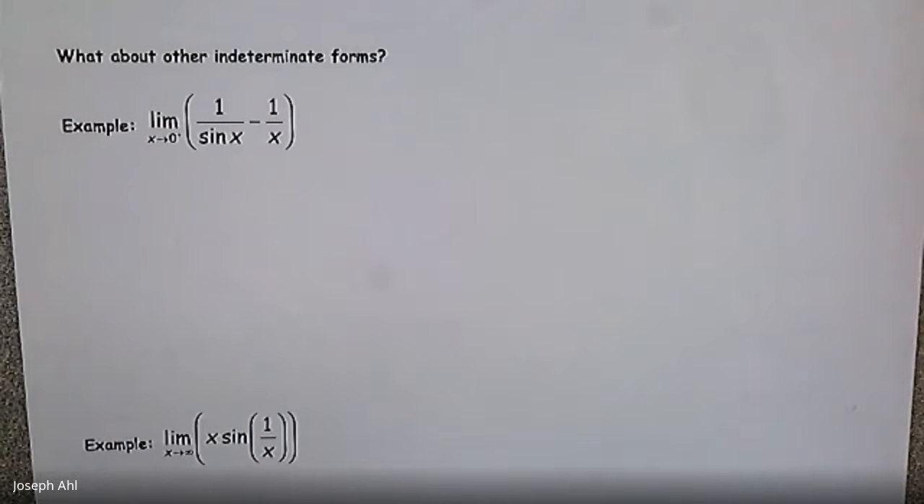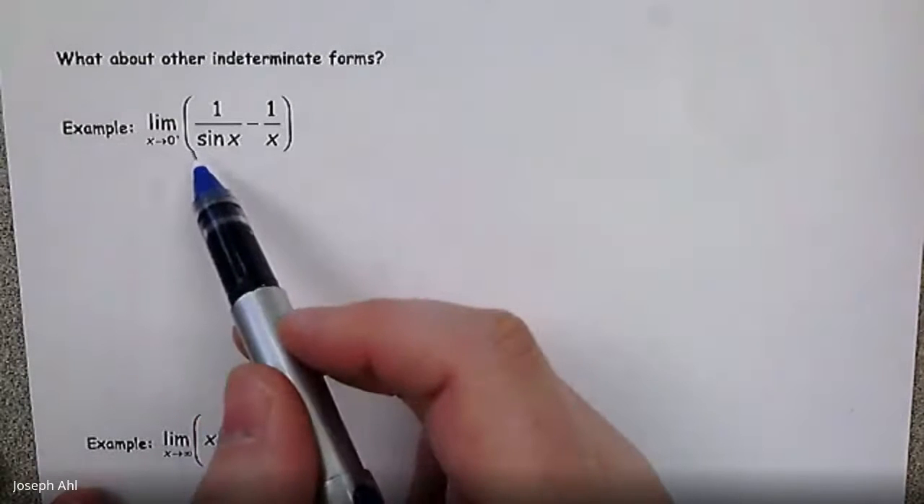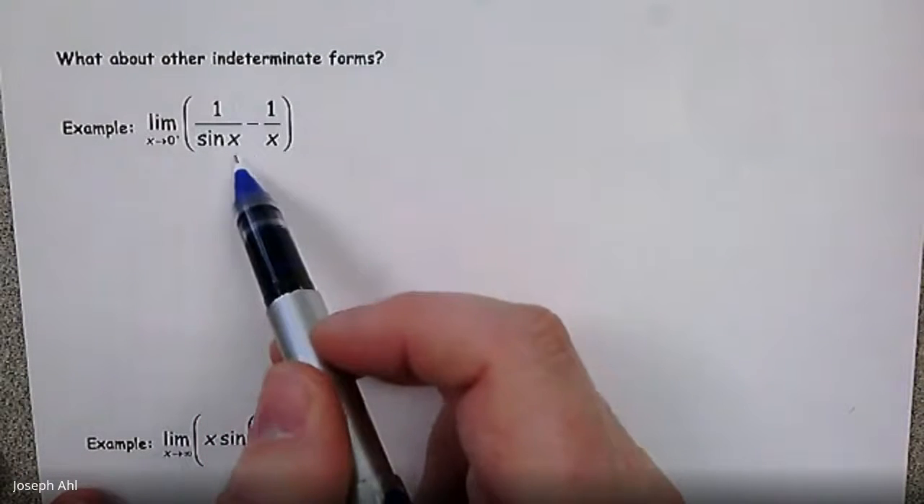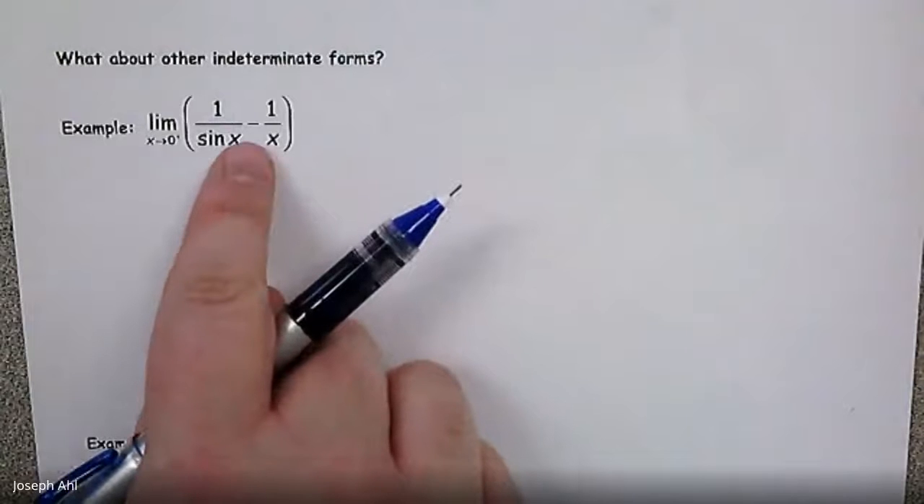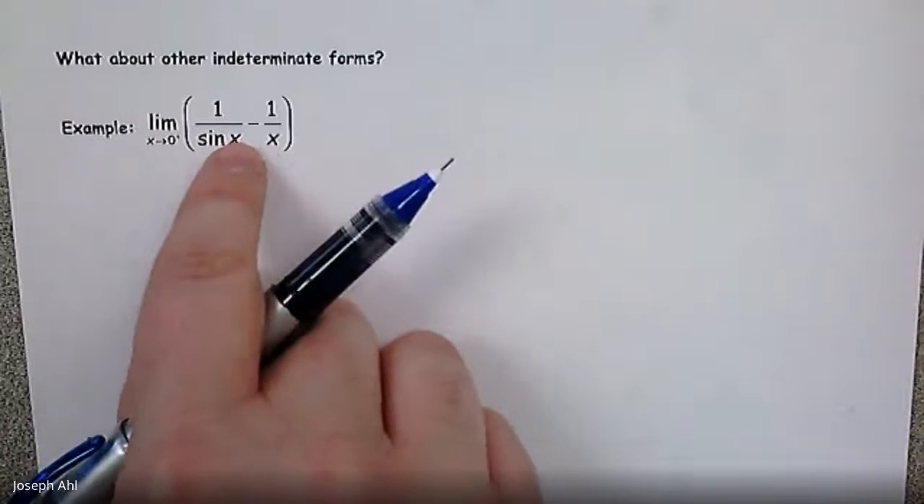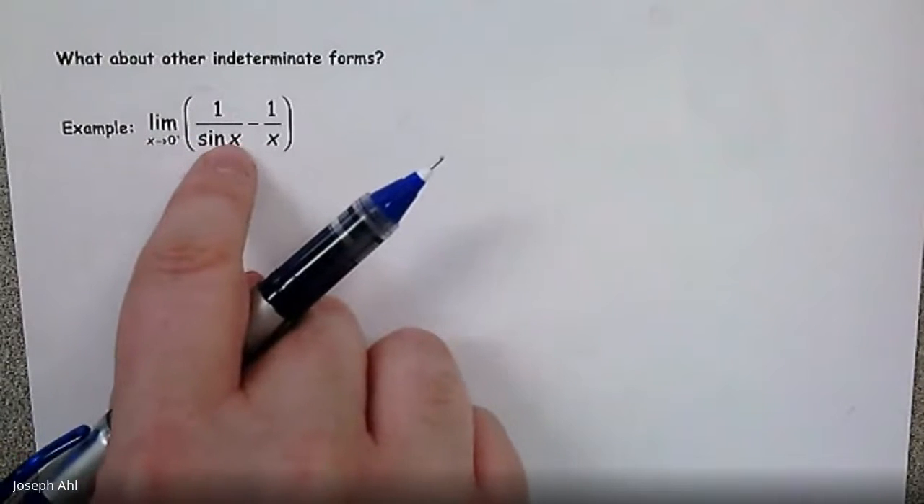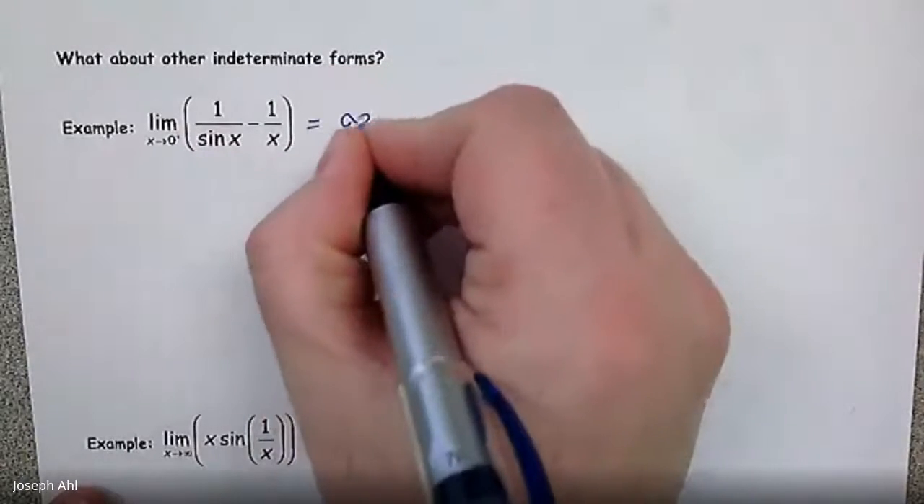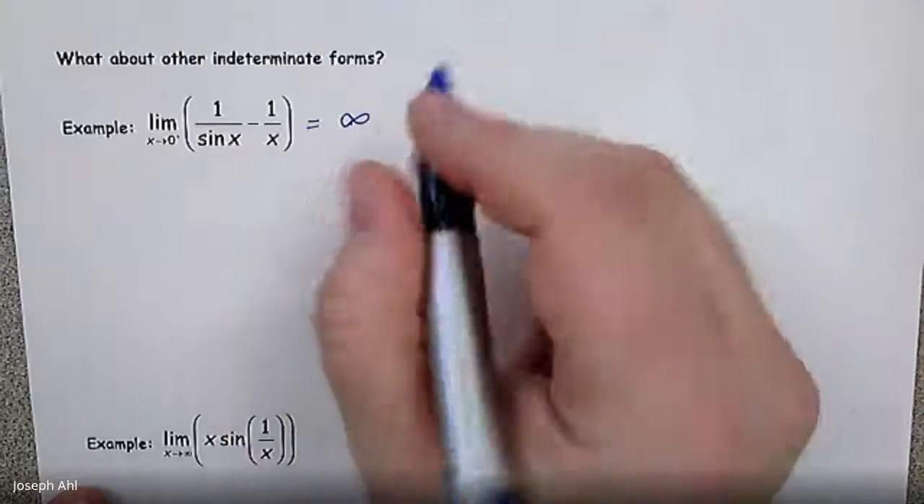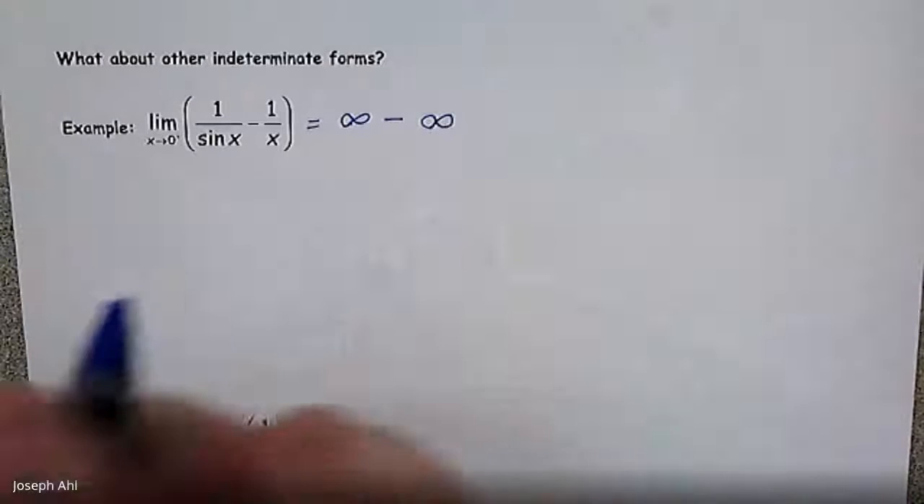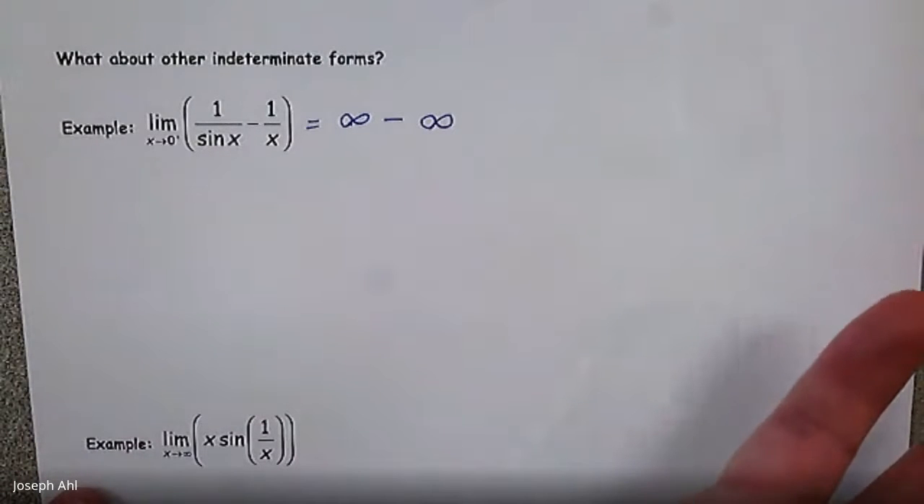So here's a different indeterminate form. Limit as x approaches 0 from the right of 1 over sine x minus 1 over x. As we approach 0 from the right, 1 over sine x is going to get larger and larger and larger. So that's going to be infinity. Same thing for 1 over x. That's going to get larger and larger and larger as well. So we get this infinity minus infinity case.